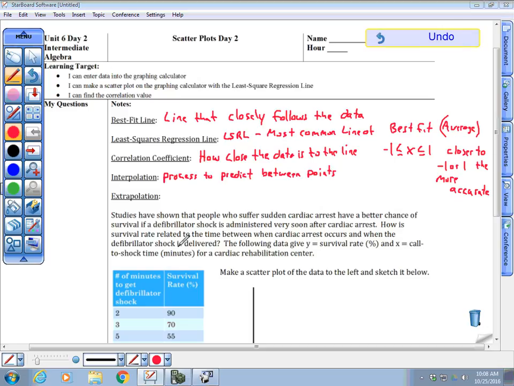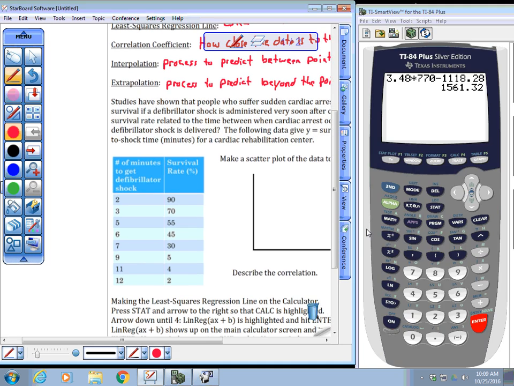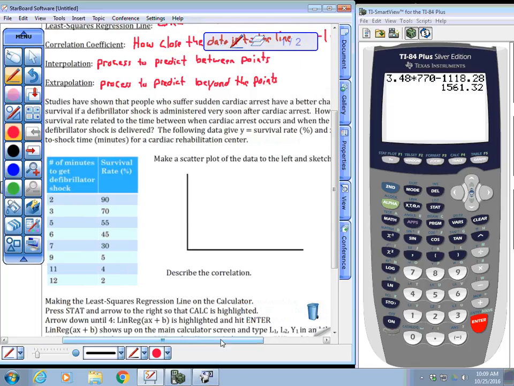Then you have interpolation. That's the process to predict between the points of data, and extrapolation is the process to predict beyond the points of data. Alright, so let's get going on this one real quick. We're going to have some data about the defibrillator and the survival rate from someone who had a sudden cardiac arrest. So let's enter in this data.